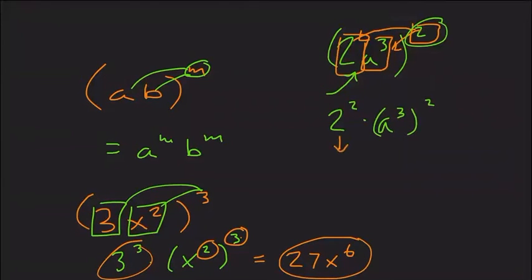We know that 2 squared, that's saying take the number 2, multiply it 2 times. 2 times 2, that's 4. And we see here that we have a power raised to a power, so now we know to multiply those. 3 times 2 gives us 6. So we have 4a to the 6th.